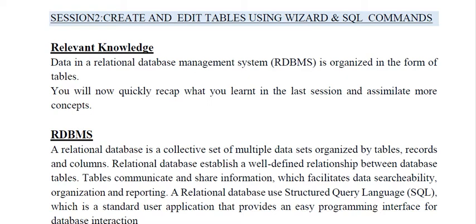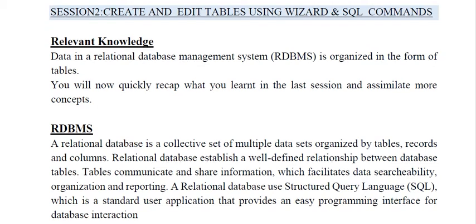The first thing is, relational database is a collective set of multiple data organized by tables, records and columns. So we have a bigger entity as database, and inside database we have different tables, and inside tables we have records, and the records have columns or fields.